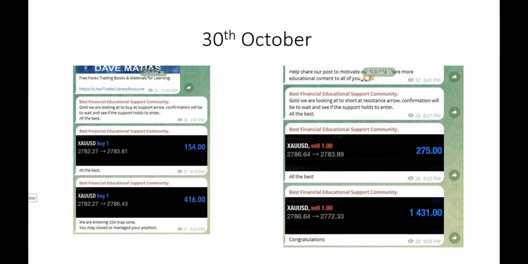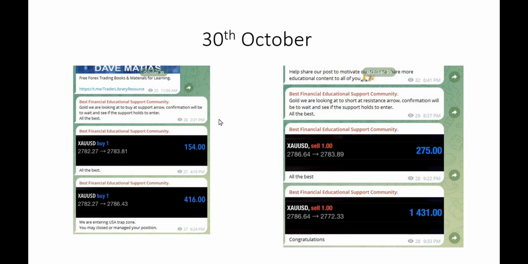On the 30th of October, same. Now we have changed the signal to screenshot the setup, but it will take some time. From the participants, they say that they want the signal to be slightly faster. So we send a message: we are looking to buy at support, arrow confirmation. We need to wait and see if the support holds to enter. So for those who have the trading system, you can wait and enter.